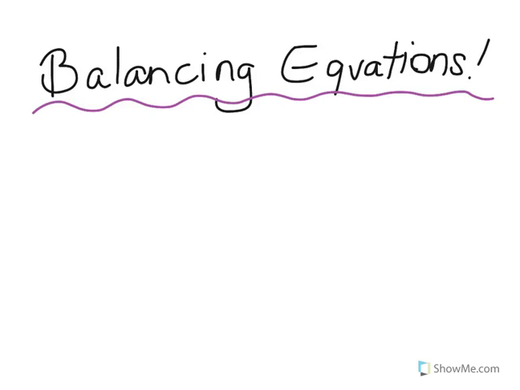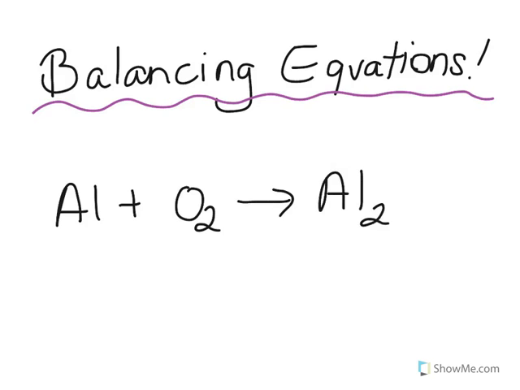Hi, let's learn to balance some equations. We're going to start with something really simple. Let's have a look at aluminium plus oxygen, which gives us aluminium oxide.